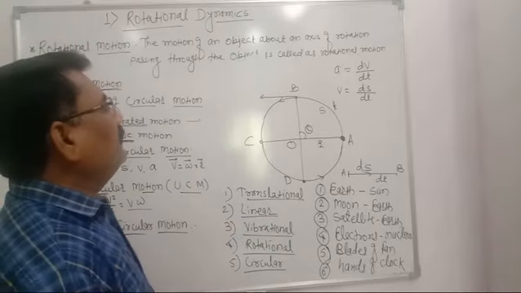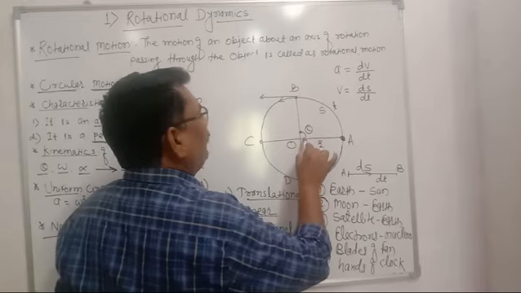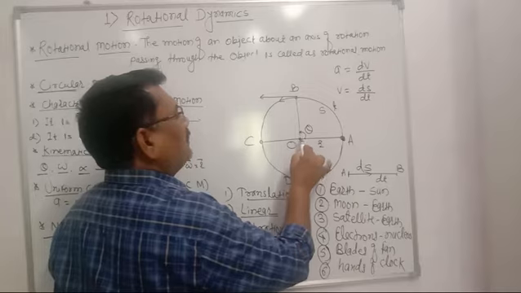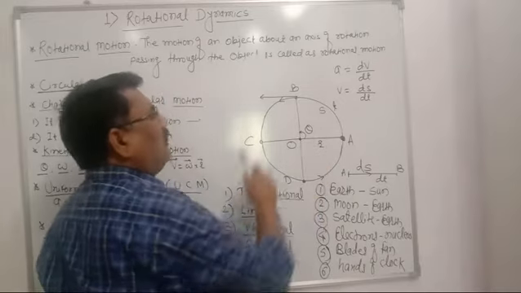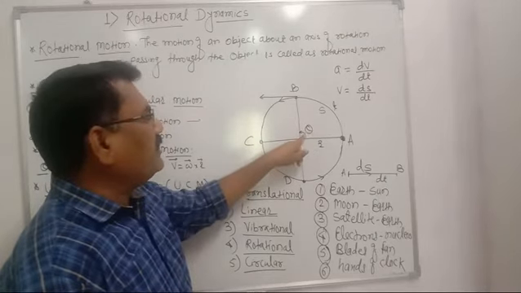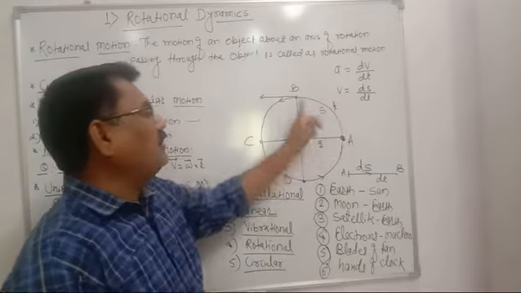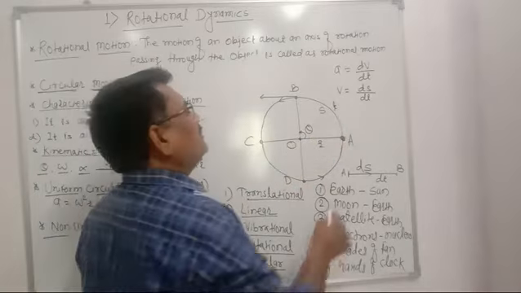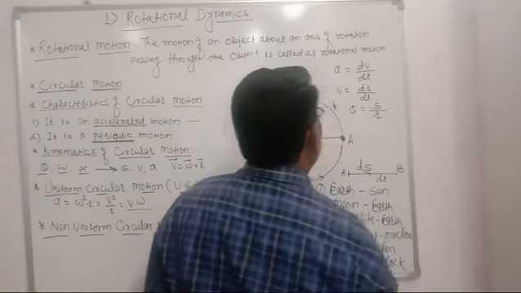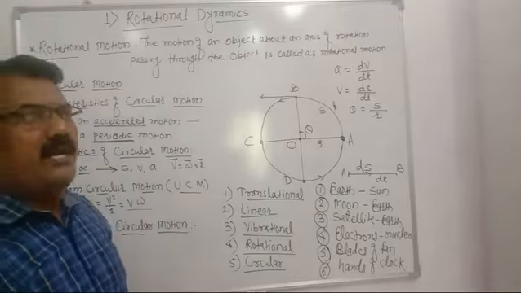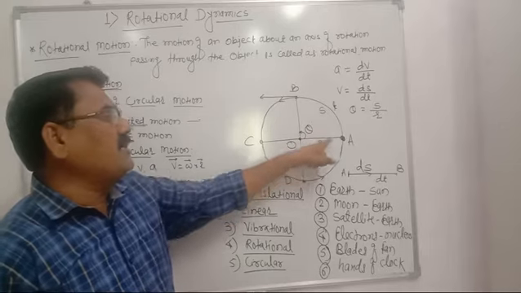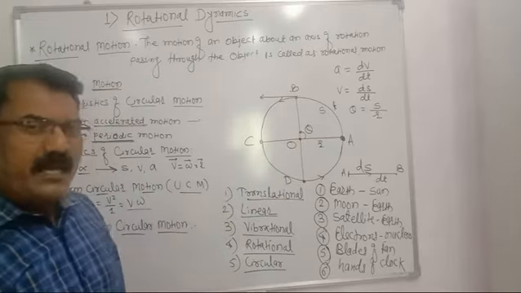Then the angle traced by the radius vector at the center of the circle performing circular motion, or the angle subtended by the radius vector at the center of the circle, is called angular displacement, and it is given by theta is equal to s upon r. That is, angle subtended is equal to arc length divided by radius, meaning length of AB divided by radius.